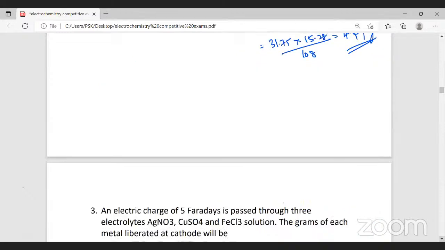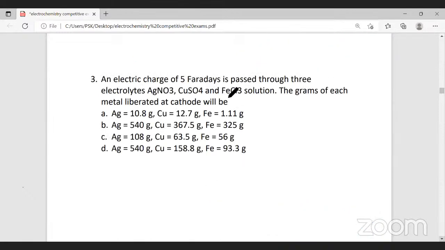The next problem. An electric charge of 5 Faraday is passed through 3 electrolytes: silver nitrate, copper sulfate, and ferric chloride solution. The grams of each metal liberated at cathode will be. In the first case, Ag plus from silver nitrate will accept an electron to form Ag. This is reduction. 1 mole of electron is nothing but 1 Faraday current.